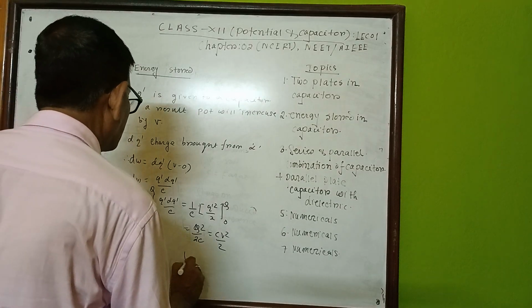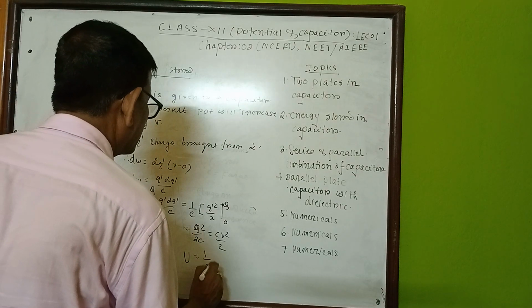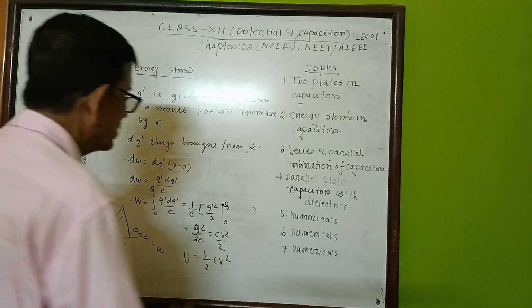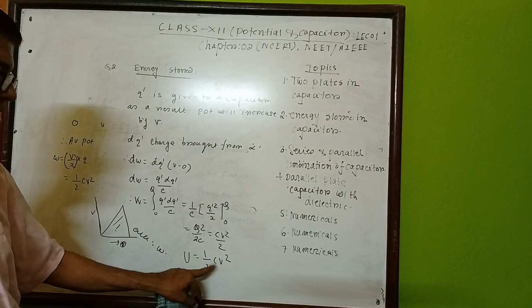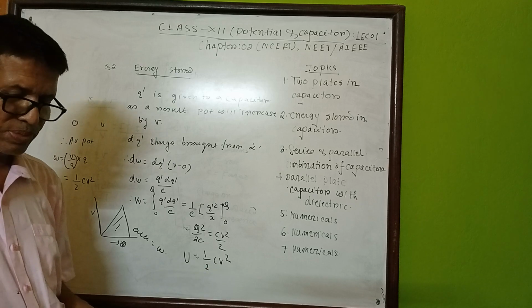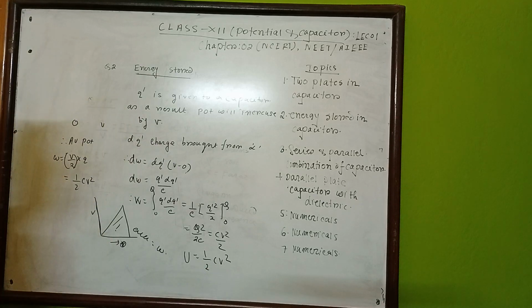So you write U equal to half CV square. This formula must be used, and the unit will be joule, provided C is in farad and V is in volt. Next problem I am going to solve, after energy stored in a capacitor I told, is series and parallel.